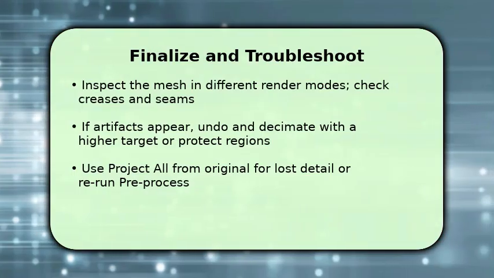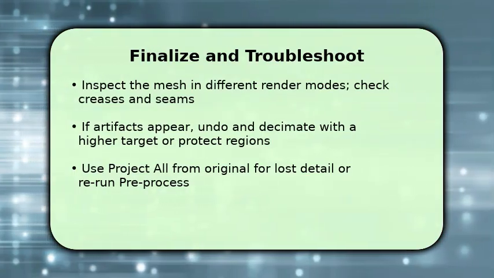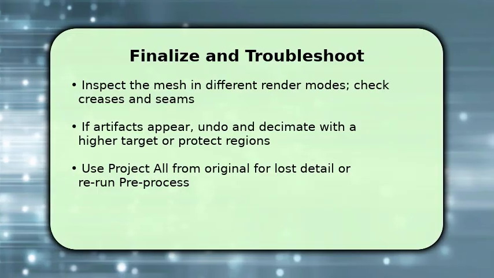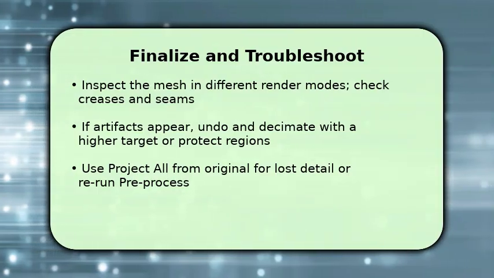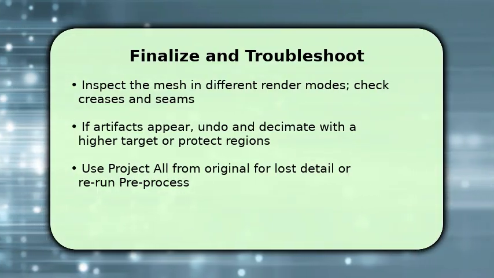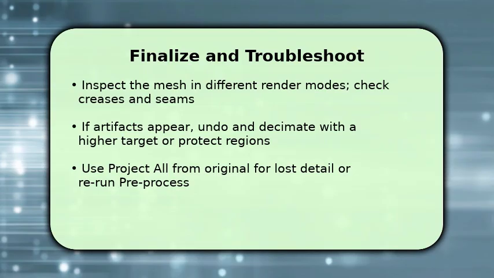Once settings look right, click Decimate Current. Watch after decimation. Thoroughly inspect the model in MatCap and PolyFrame to verify edge flow, seams, and preservation of silhouette. If you see artifacts or lost fine details, immediately undo and decimate again with a higher target, or mask and protect critical regions before rerunning.